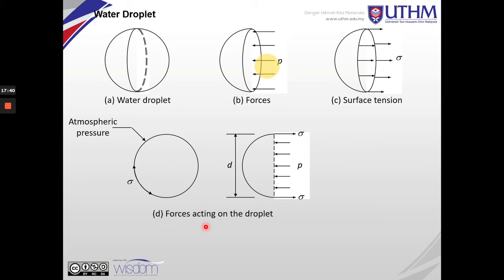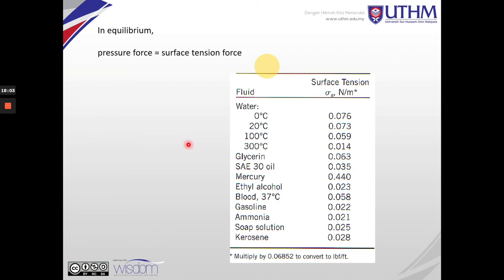This is a force acting on the droplet, with atmospheric pressure here, and this is the diameter. So we get the balance between the surface tension and the force here, which is the pressure force. The total of tension force or pressure force is in equilibrium. The surface tension is different for other fluids.